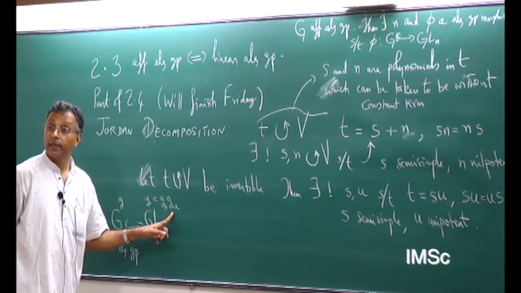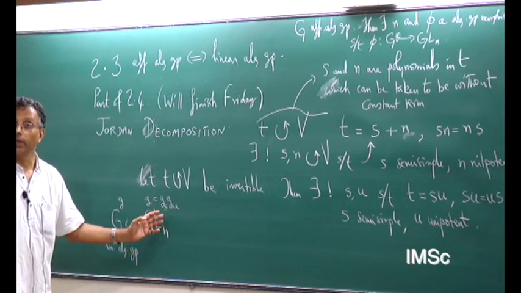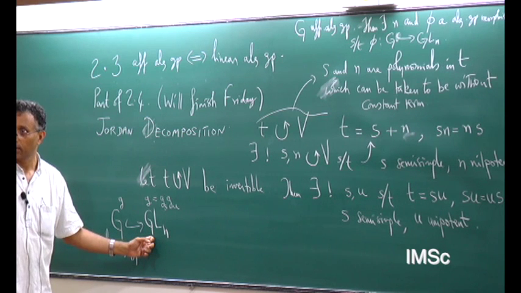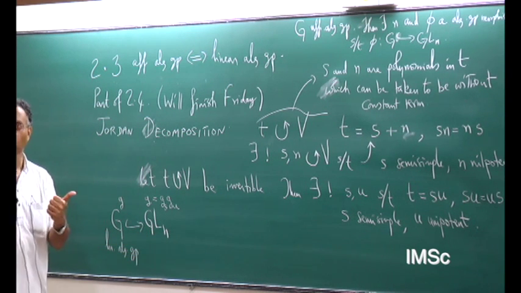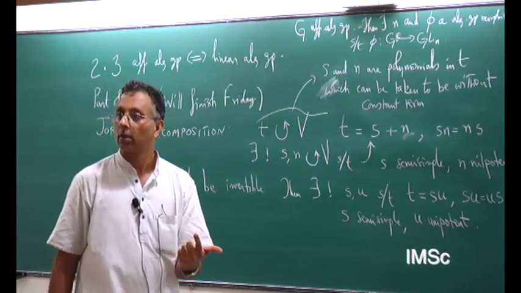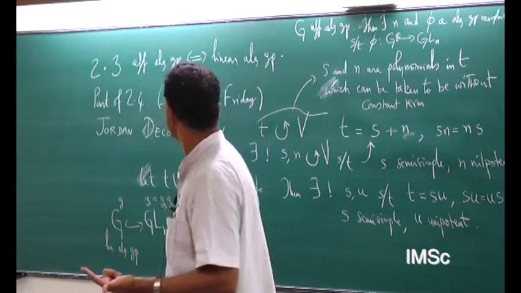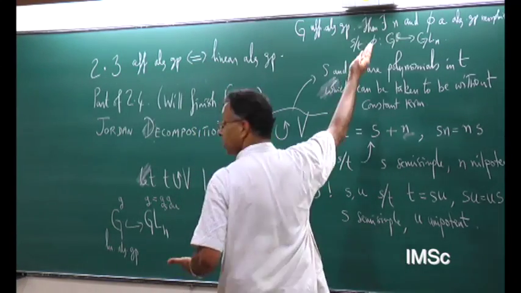These may not be in G. They are a priori only in GLN. That's one problem. What's the other problem? The other problem is that this is a choice of an embedding. This is by no means unique.